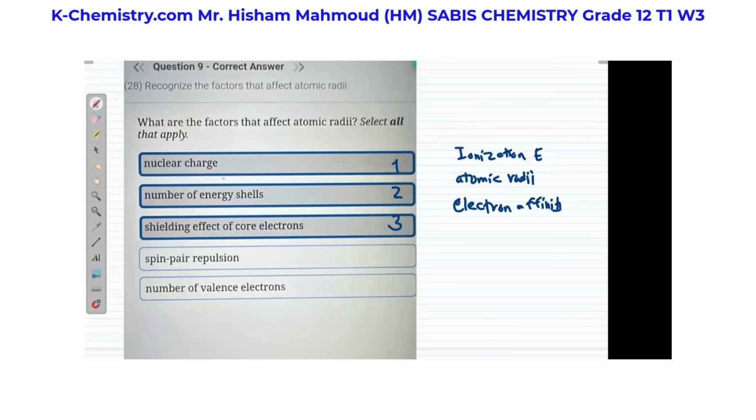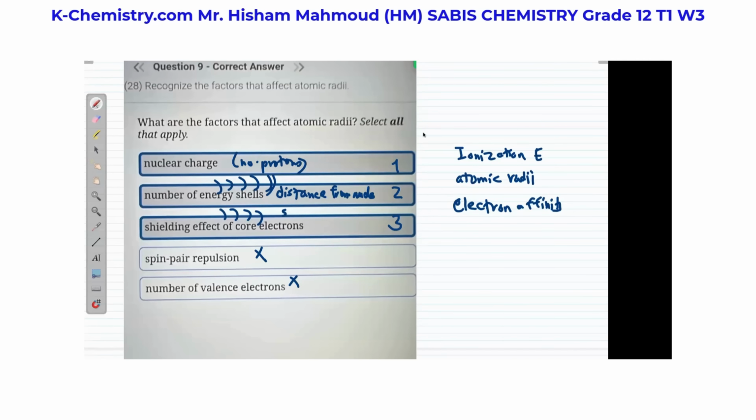What are they? Nuclear charge, or the number of protons; number of energy levels, which is the same as the distance from the nucleus. If you have more energy levels, you will be farther away from the nucleus. And the shielding effect of the core electrons. When you have more energy shells, you will have more people between you and the singer, so you'll have more shields. Spin repulsion, no. Number of valence electrons doesn't matter.